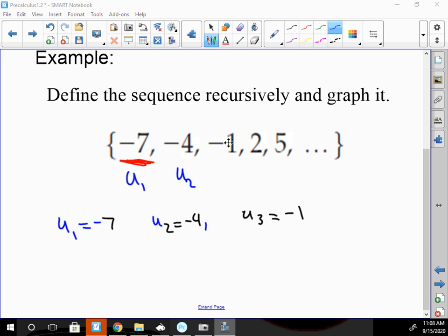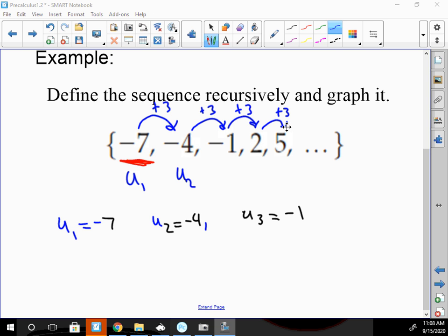Can I determine a method that I'm going from one to the next? I'm doing that by doing what? Adding 3 to each term. So if I add 3 to -4, that gives me -1. Add 3 to -1, that gives me 2. Add 3 to 2, gives me 5. So I could determine that my next number would be 8.